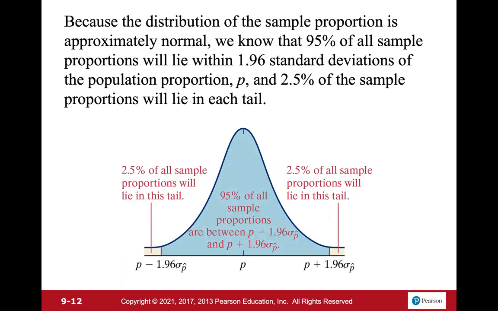And because the distribution of the sample proportion is approximately normal, we know that 95% of all sample proportions will lie within 1.96 standard deviations of the population proportion, and we could get these numbers with Excel. And 2.5% of the sample proportions will lie within each tail. So remember, this is 95%, and that means we have 5% to share between this side and this side, so half of 5% gives us the 2.5% that we see right here.